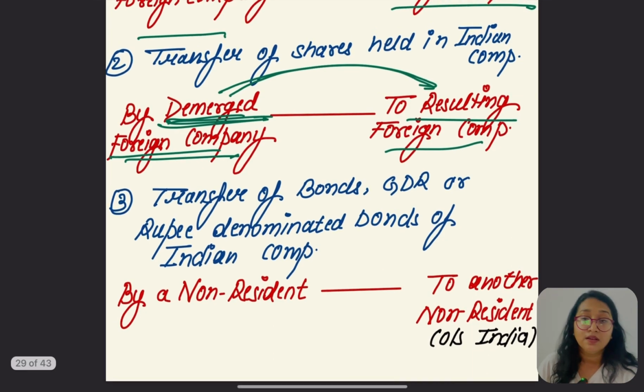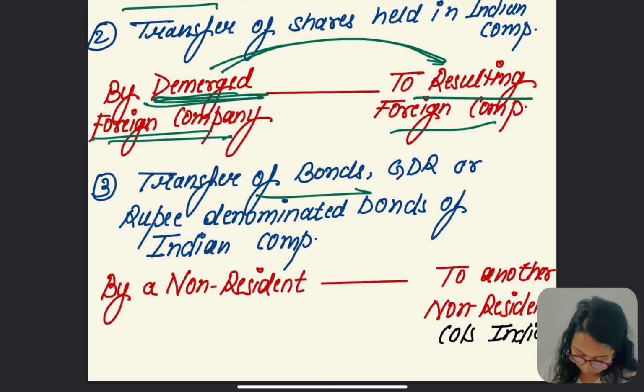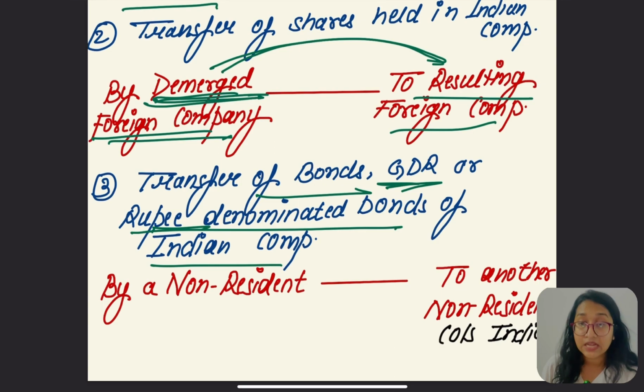So let's see the third point, which says the transfer of bonds. Earlier it was the transfer of shares held in an Indian company by the amalgamating foreign company to the amalgamated foreign company, and by the demerged to the resulting company. Hope this point was clear. Now let's check out the transfer of bonds, GDRs or rupee denominated bonds of an Indian company.